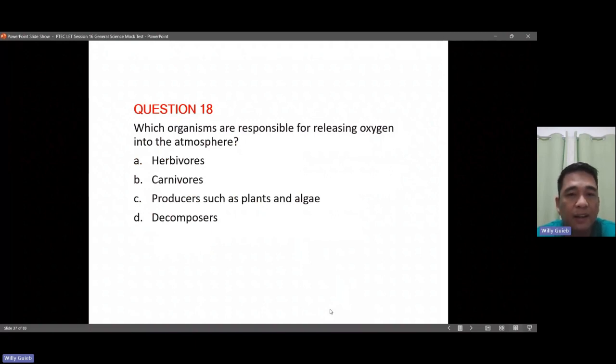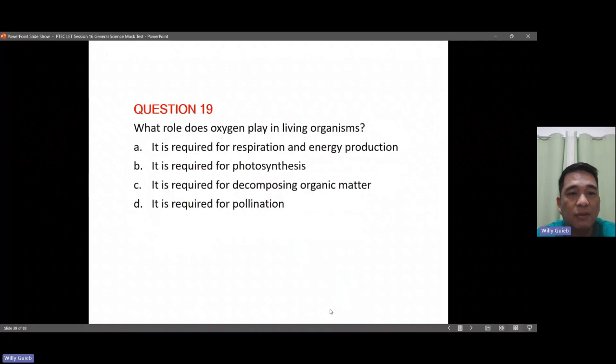Siyempre, sino ba naman ang nagre-release ng oxygen kundi ang mga plants and algae and of course, lahat ng mga green organisms or green plants, no, that we know that are able to conduct photosynthesis process that releases oxygen into the atmosphere. What role does oxygen play in living organisms?